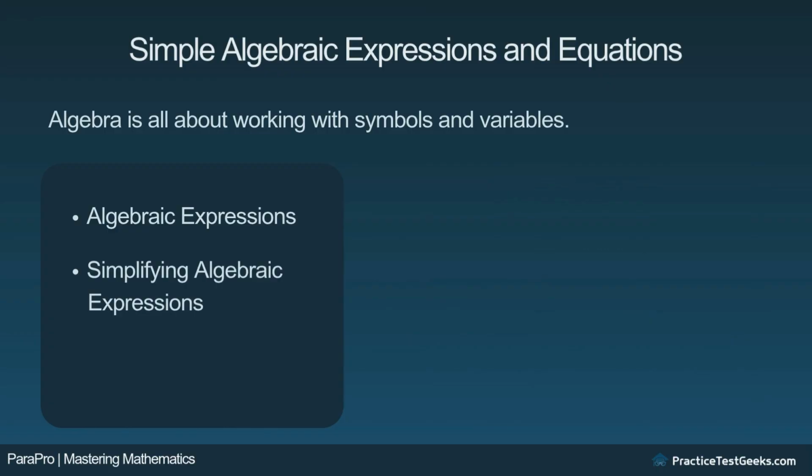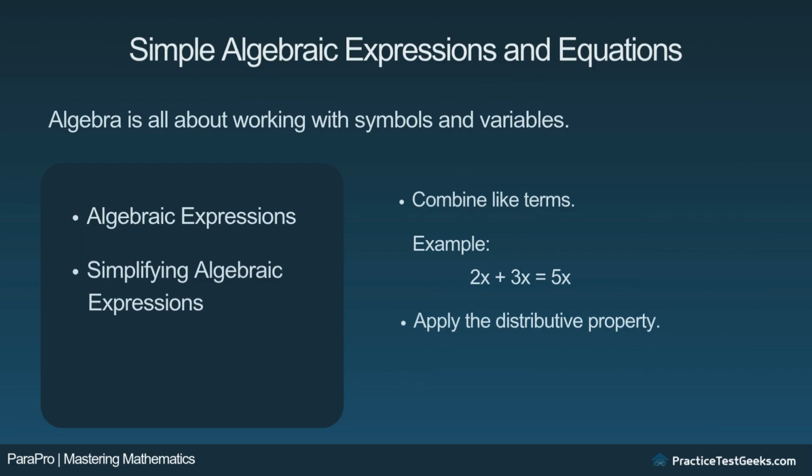Simplifying algebraic expressions. Combine like terms. Example: 2x plus 3x equals 5x. Apply the distributive property. Example: 3(x plus 4) equals 3x plus 12.